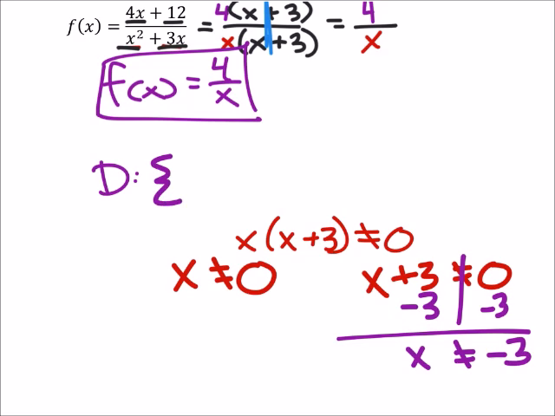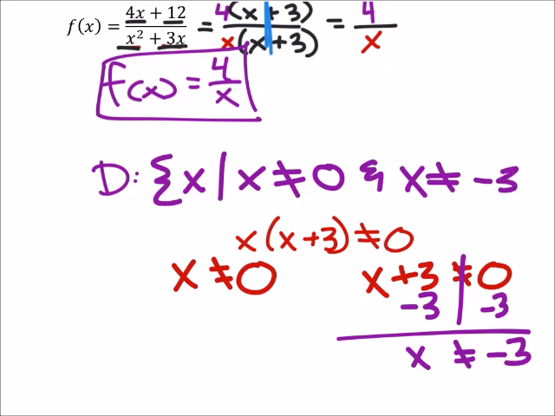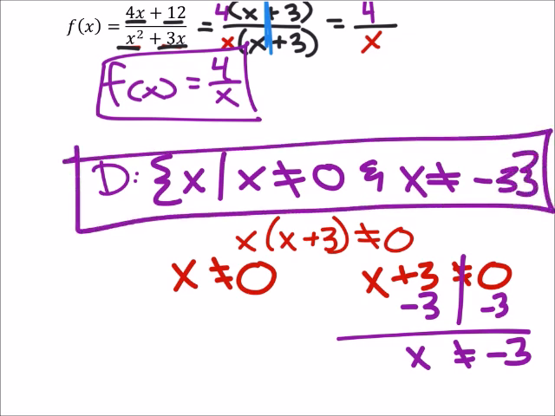So writing our domain, we have x such that, just to simplify this, I'm going to say x does not equal 0, and x does not equal negative 3. And this would be the second part of that answer.